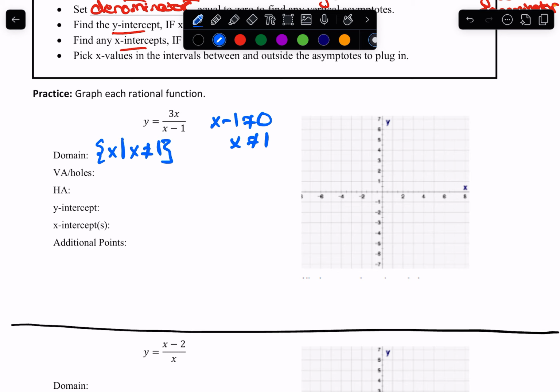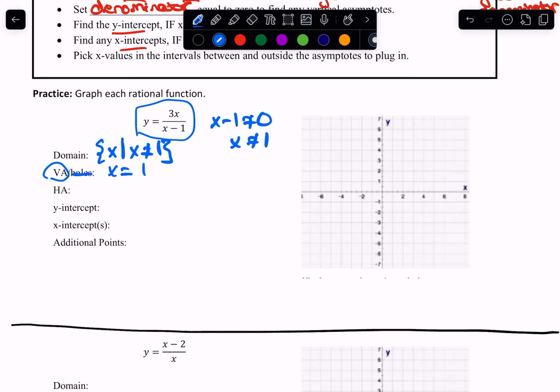What we're going to do is look at our function here. Is it factored out already? That's the question that we're going to ask. And we see that yes, it is. So we will only have a vertical asymptote, no holes for this one since we're not factoring anything out. And our vertical asymptote is going to be that x equals 1.